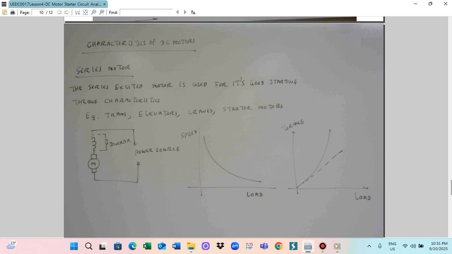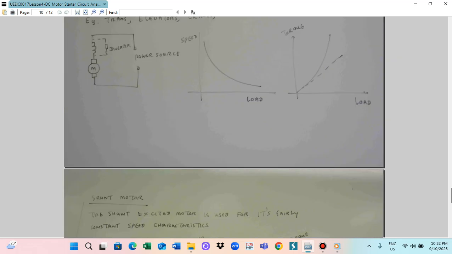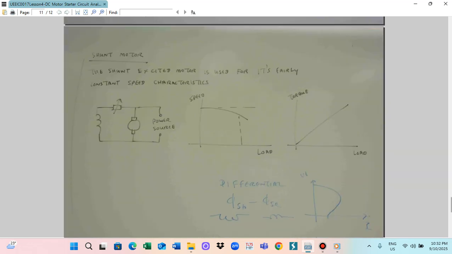Okay, so in this case, the series motor we utilize for good starting torque. The series motor has a good starting torque, especially for trains or elevators, the train starter motor. We can utilize it as a series motor. The shunt motor has a constant speed characteristic. So if you want a constant speed, you have to utilize the shunt motor.